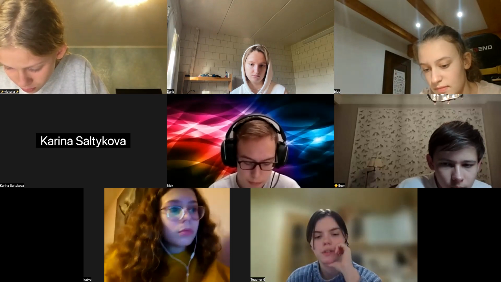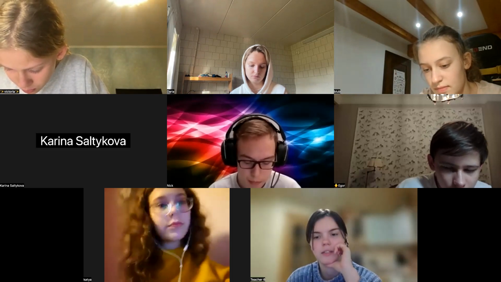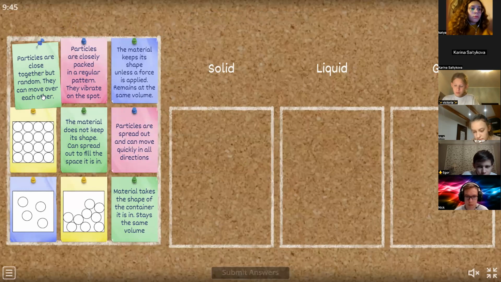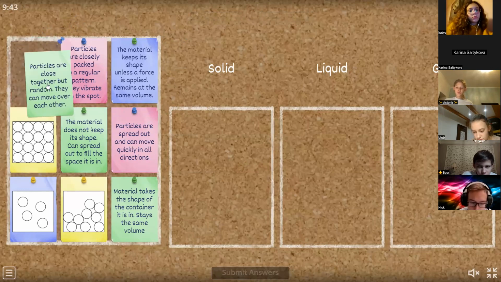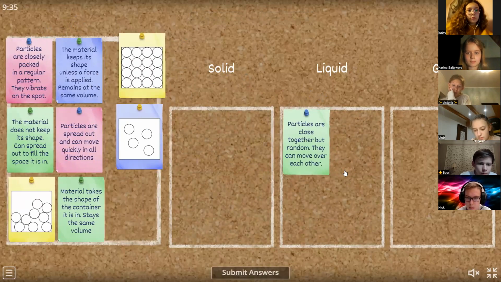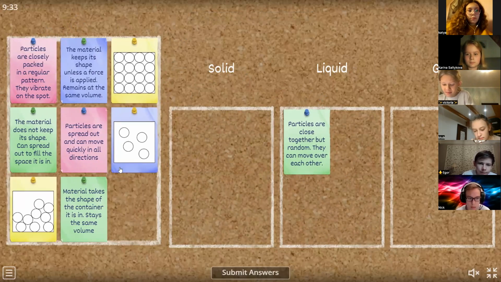Let's take a look at this now and discuss together. Let's look at the first one. Particles are close together but random. So they're still close, but moving randomly. Which one is it? Solid, liquid, or gas? What do you think? Liquid. It is liquid when particles are close, but they are not bonded, so they still move around.